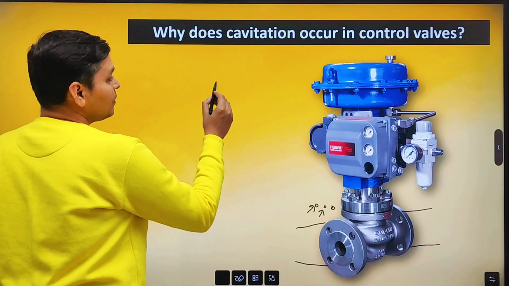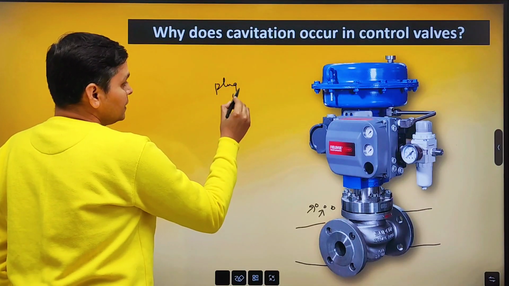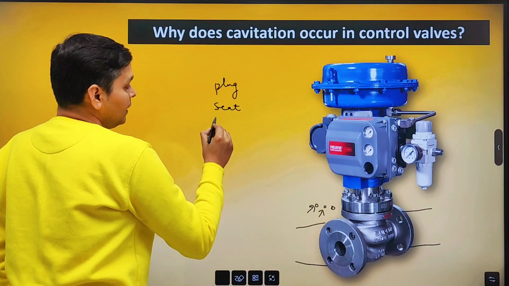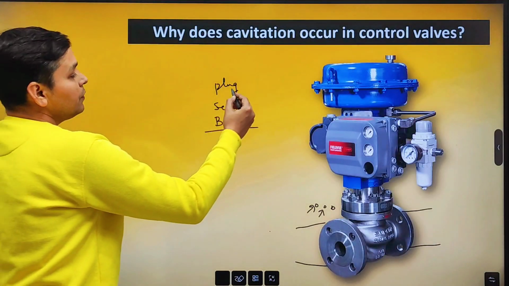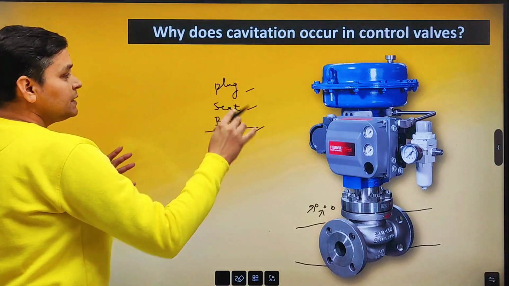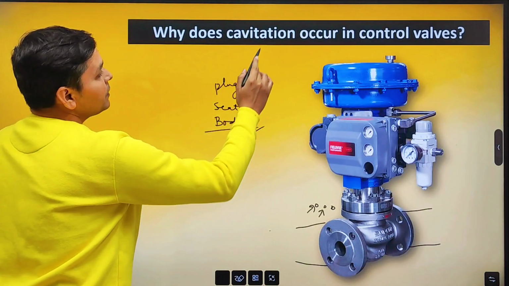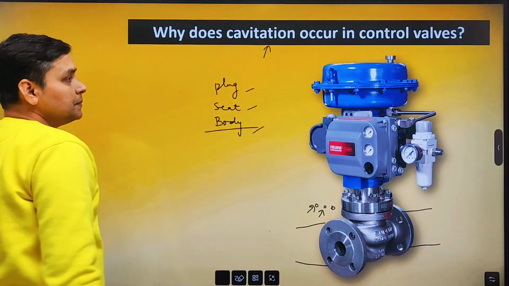The main parts of control valves are plug, seat, and body. Look friends, if your plug, seat and body are damaged repeatedly, there may be a possibility of cavitation.